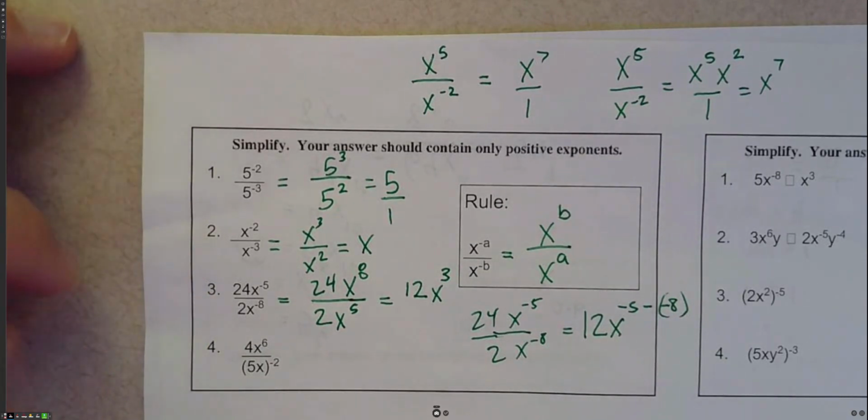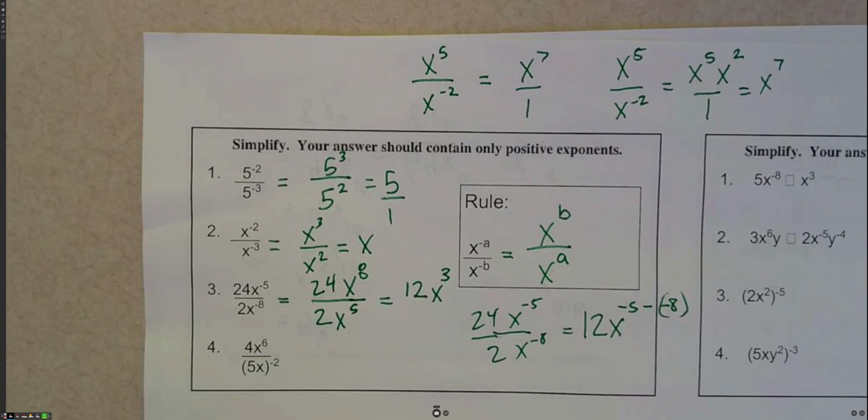So you can use the other rule. I personally just like saying if I see a negative exponent, I just move it. That's usually my first step. I take care of negative exponents. I take care of powers of 0 because they're kind of easy.